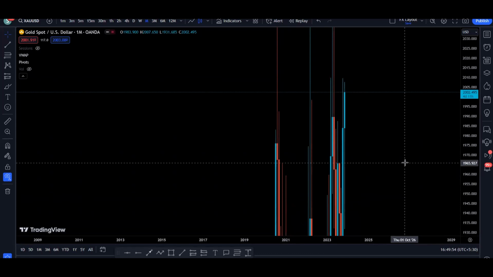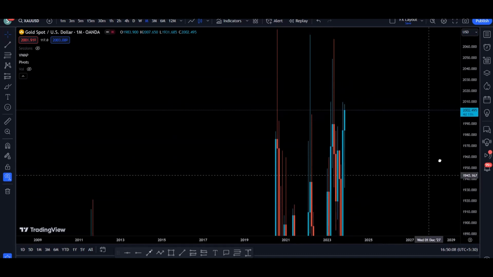So as usual, we are going to start our analysis with the monthly time frame, and then we'll go down to lower time frames: weekly, daily, 4-hour, and 30 minutes time frame. On the 30 minutes time frame, we will also talk about some intraday and scalping setups as well. So without wasting any time, let's get started.